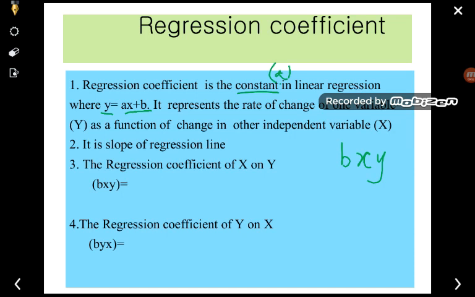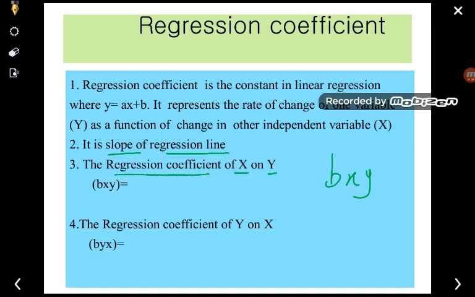So we are going to find out the rate of change of one variable y as a function of a change in the other independent variable x, and bxy is nothing but the slope of the regression line. So what is bxy? The slope or regression coefficient can be represented by bxy, and it is nothing but the slope of the regression line. So the regression coefficient of x on y can be represented by means of the formula.